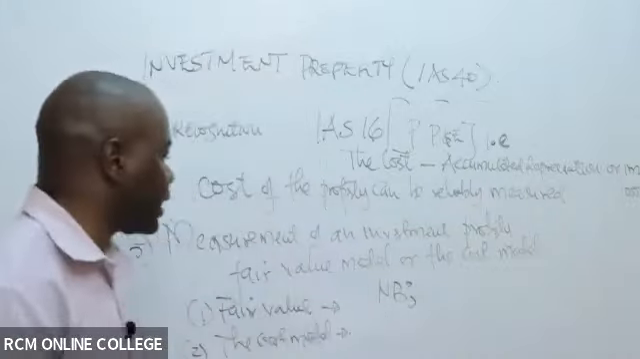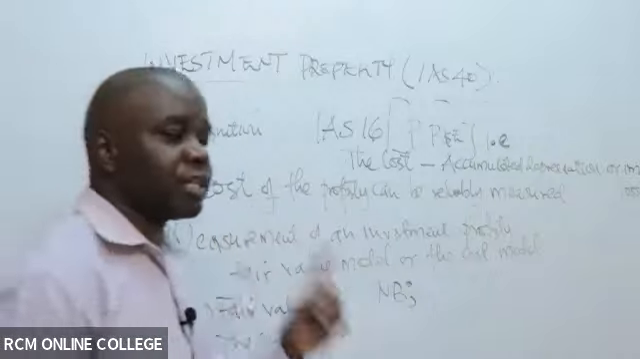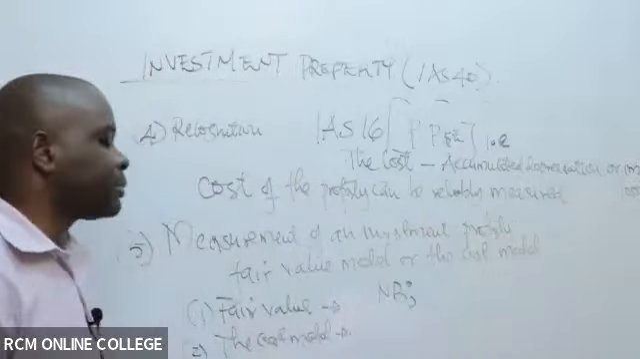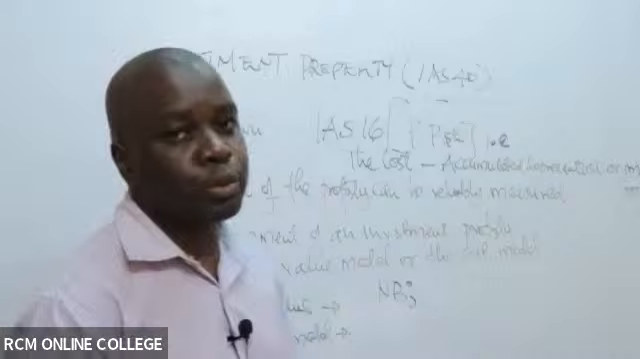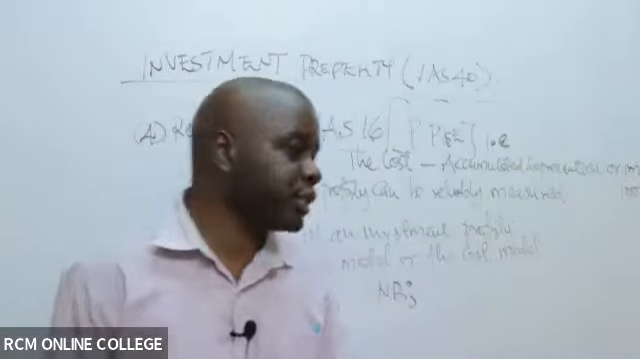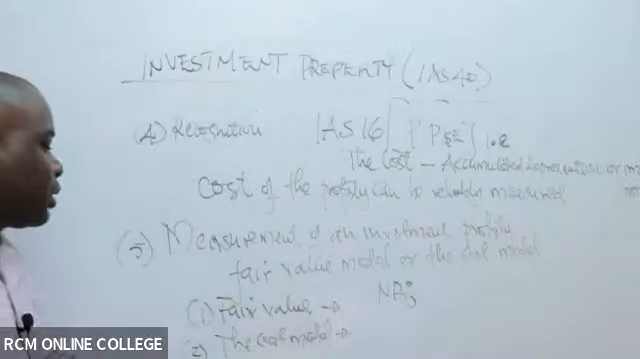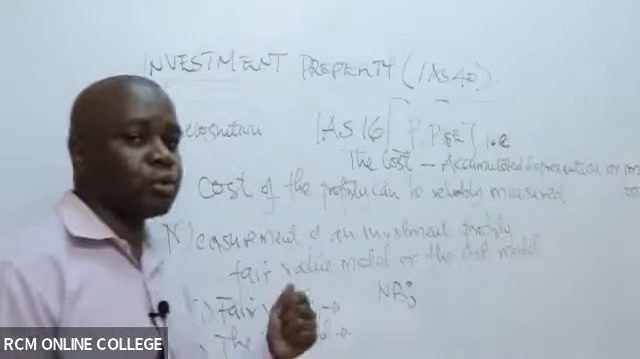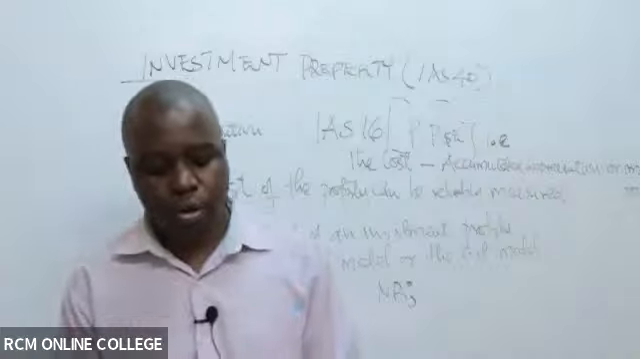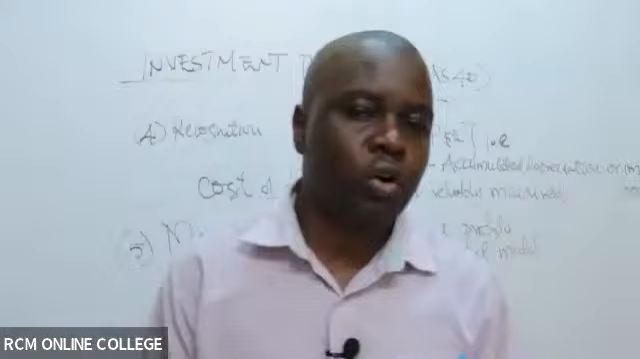So you'll be able to decide. If you're using fair value, you adopt it for all your investment properties. If you're using the cost model, you adopt the cost model. So you'll choose one. You don't use both of them because they are different methods. So an entity will adopt one method of valuation on all its investment properties.